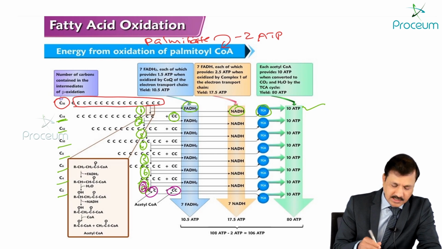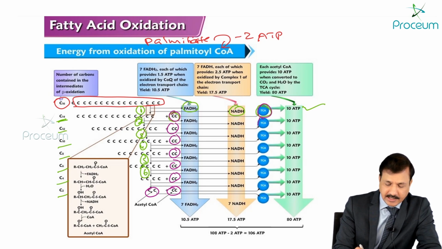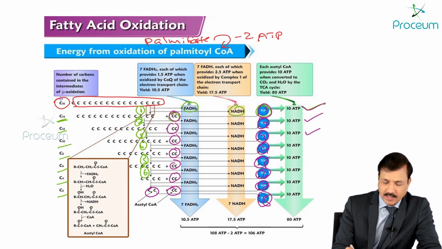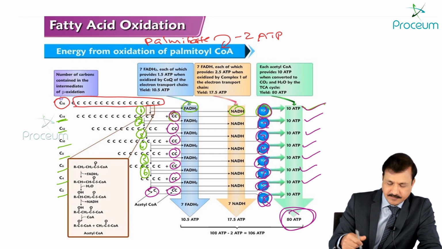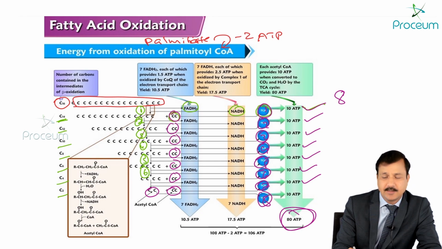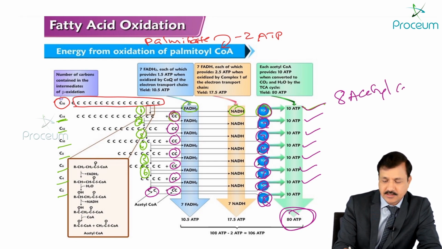So, if you count the number of acetyl-CoAs there, I am going to mark acetyl-CoAs with the purple color. All these are 2 carbons, acetyl-CoAs. Total there are 8 acetyl-CoAs, which means 8 TCA cycles. As you see here, 1, 2, 3, 4, 5, 6, 7, 8. 8 TCA cycles means 8 times 10. So that is 80 ATPs, because each acetyl-CoA is 10 ATP, 8 acetyl-CoAs times 10 equals 80 ATP.